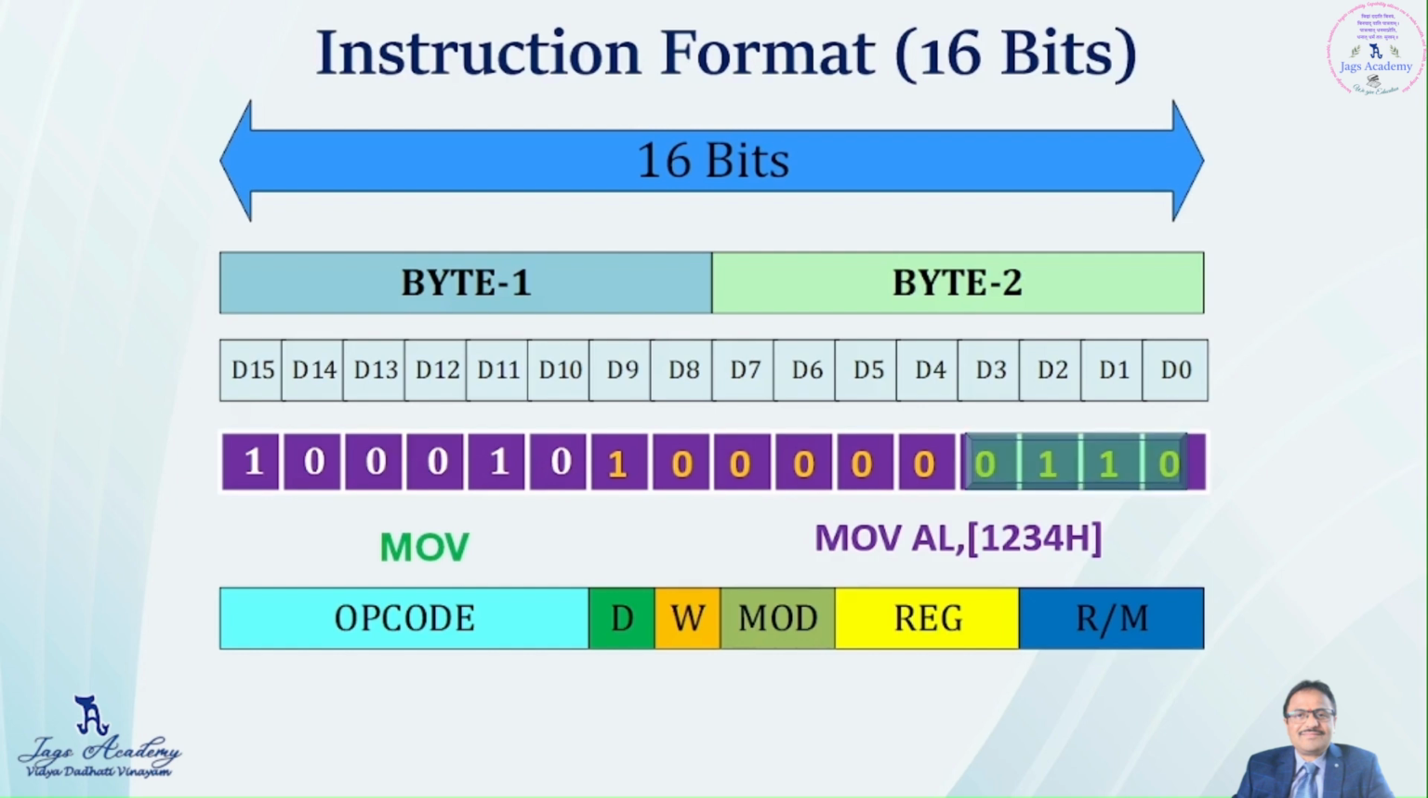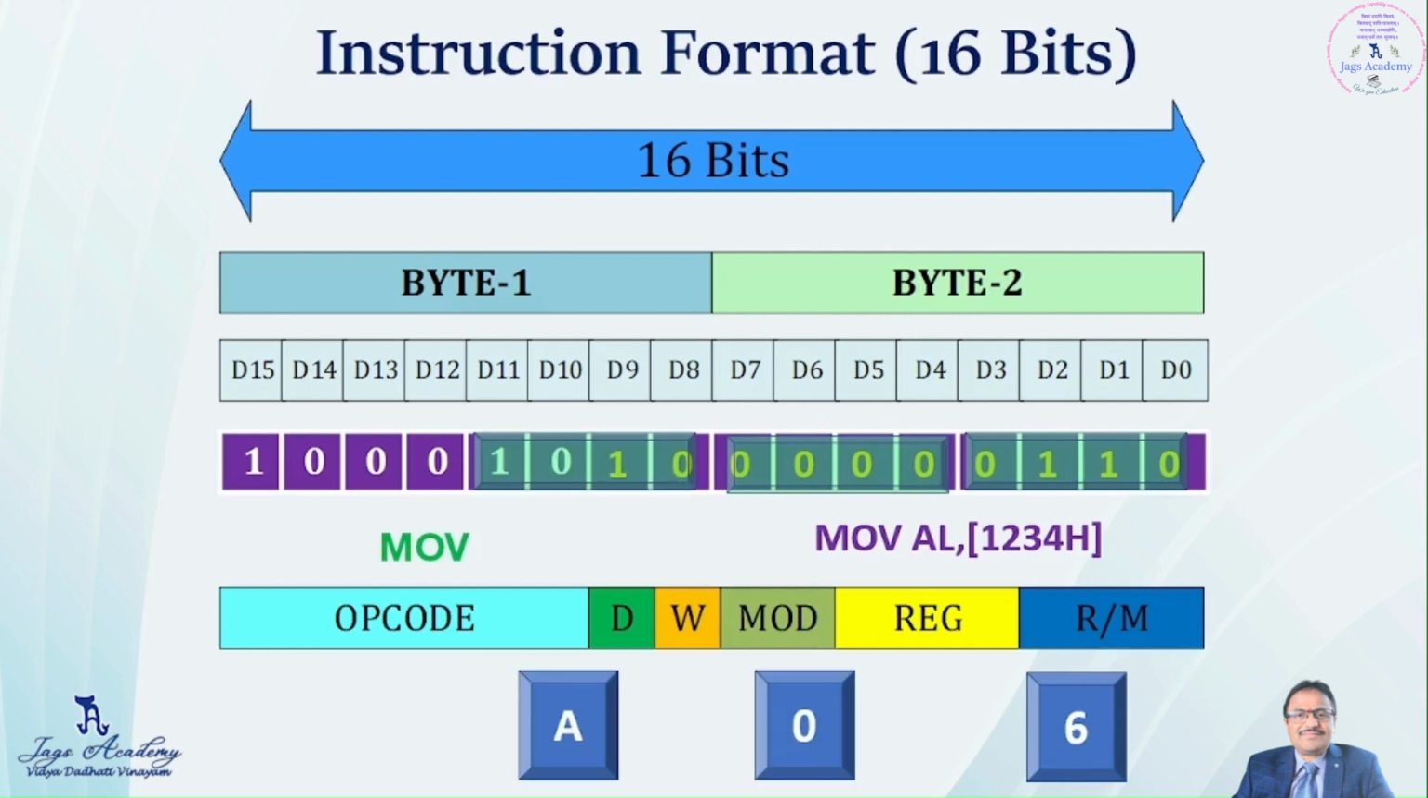Make a group of 4. See, what is this value? 6. What is this value? 0. What is this value? 8. 8A06 is the 16-bit machine instruction for this assembly instruction.